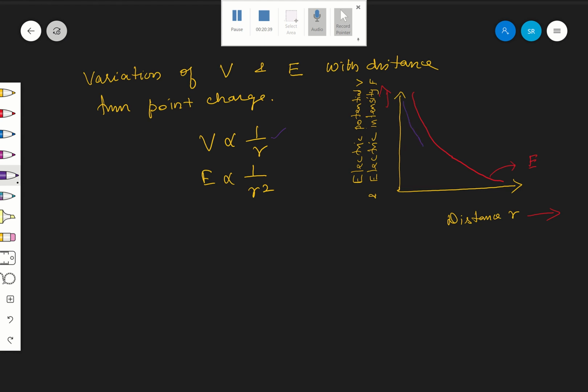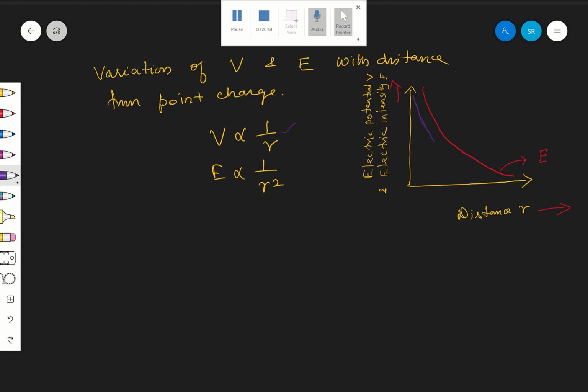Hope you're following the curve. It's visible now. It is going like that, and it is going slowly now, like that. So what is this? This is your V, it is not C. Let me draw it properly. Therefore, this is your V, variation of V with respect to distance.